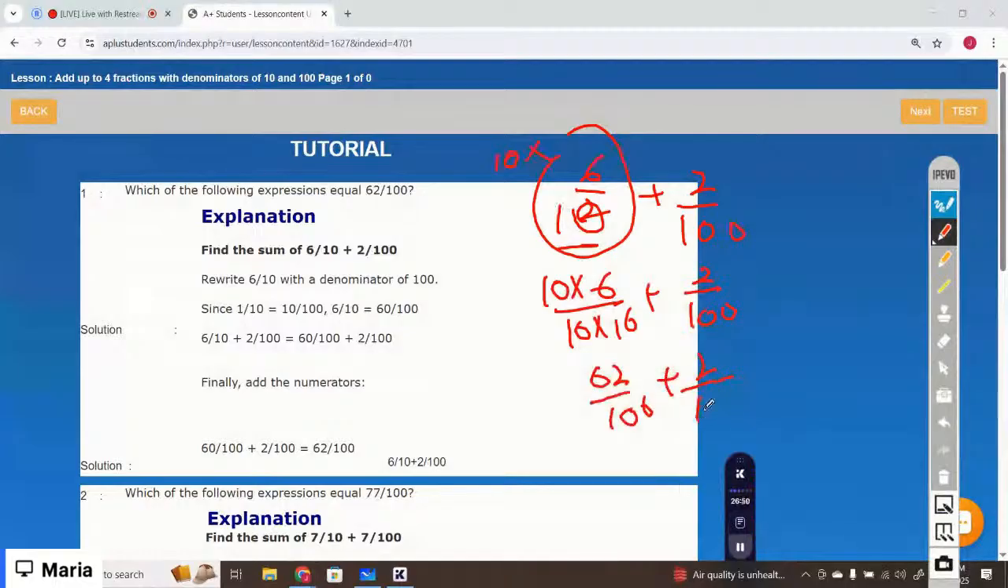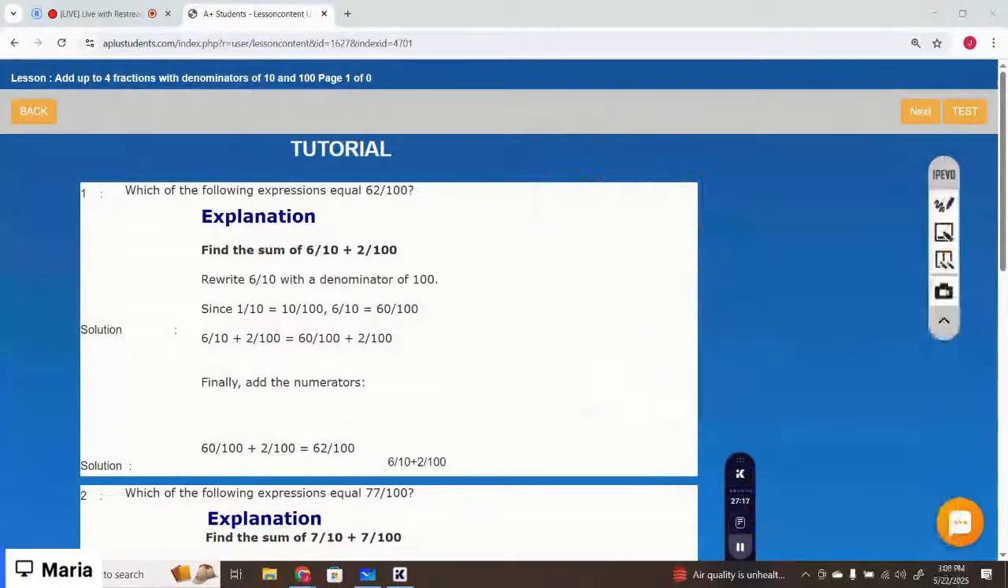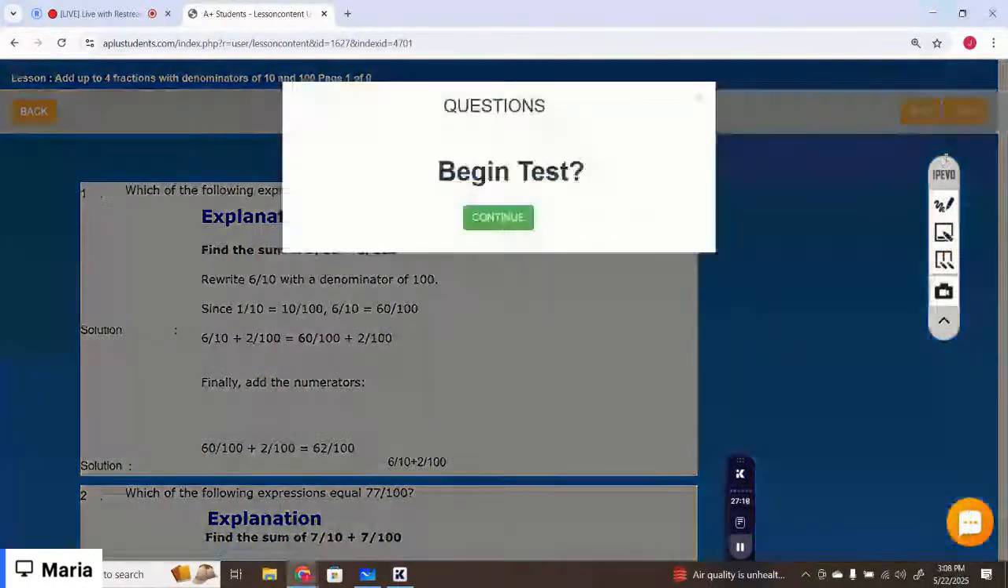We now have like denominators, so we will simply add the numerators. So that is 60 plus 2 over 100. So the correct option is 62 by 100. Let's start the test questions.